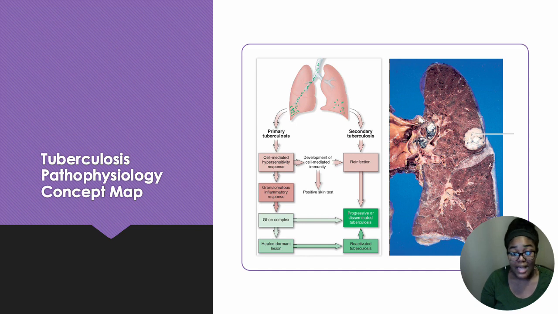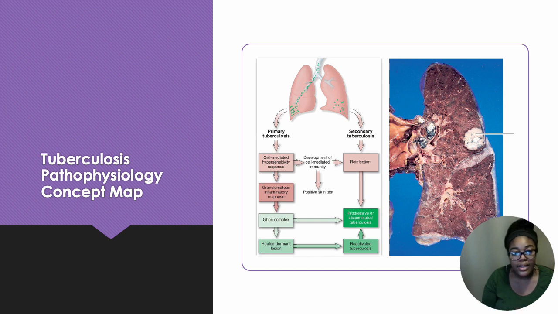Here's the pathophysiology concept map behind tuberculosis, and you'll notice that there's a primary tuberculosis and secondary tuberculosis. When you're first infected or you have primary tuberculosis, it is a cell-mediated hypersensitivity response. It triggers the inflammatory response, which ultimately results in that Ghon's complex. You'll see this lesion within this example here with the lungs. Eventually, that lesion grows dormant, and that's where you have latent tuberculosis if it's a dormant lesion.